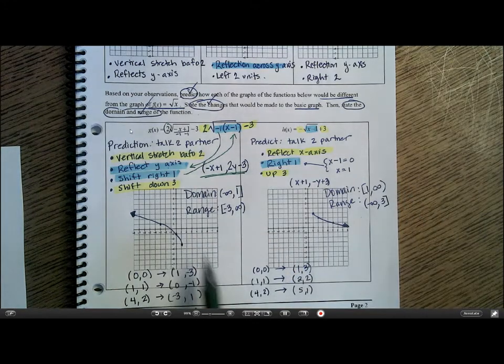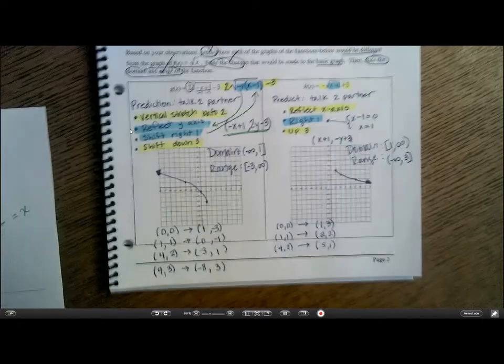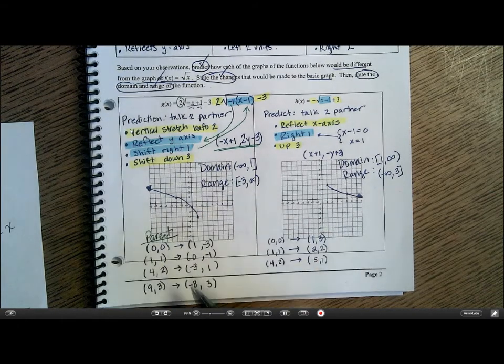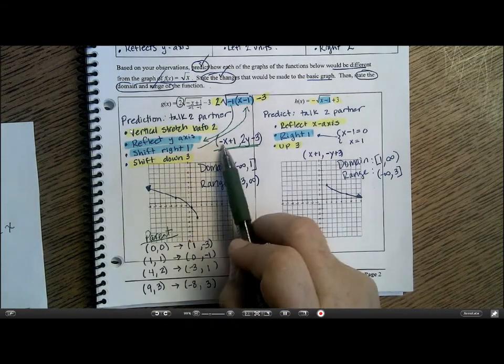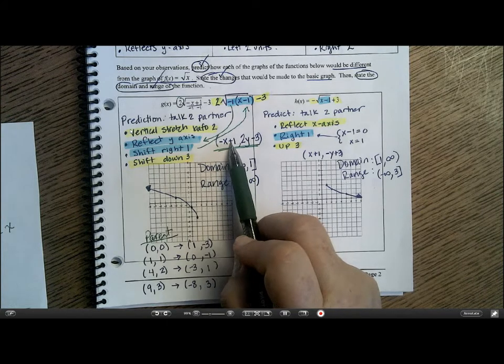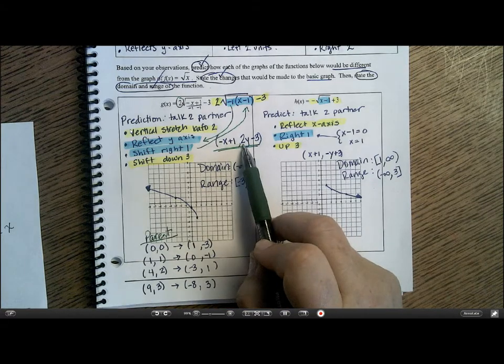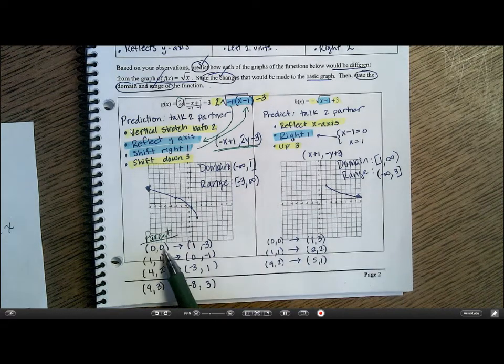So now, if you take a look, we had our original parent points. So these were our parent. And then for every x, I'm going to multiply by a negative and add 1. Multiply by a negative and add 1. For every y, I'm going to multiply by 2 and subtract 3. All right, so that's how I generated these y values.